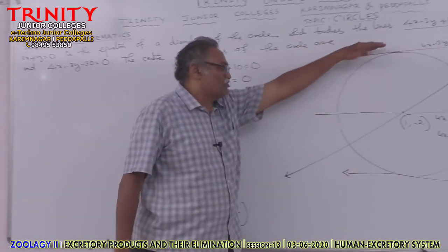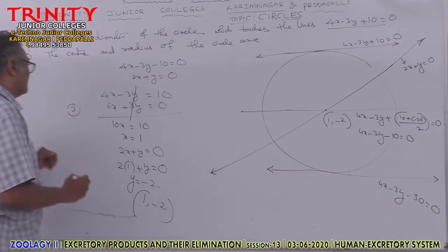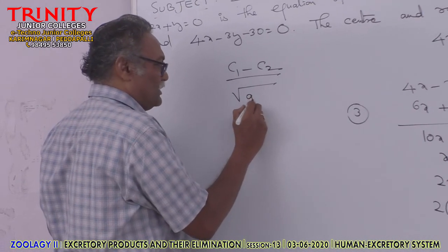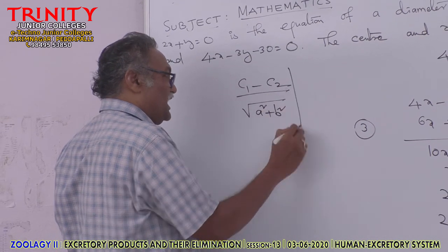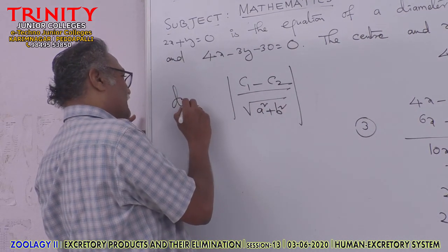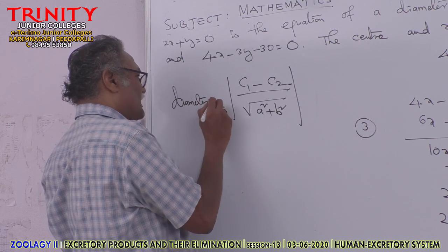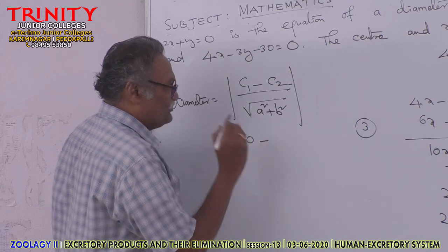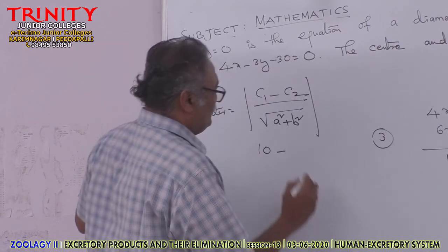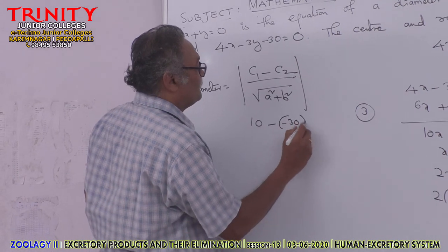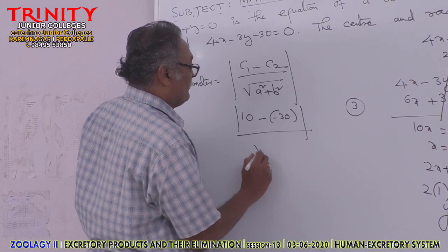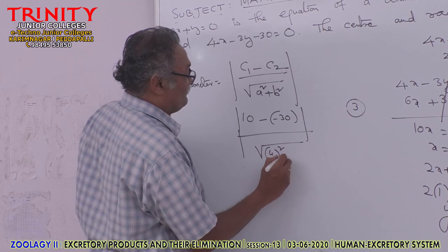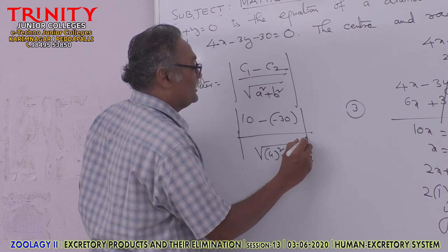The formula for the distance between these two parallel lines is mod c1 minus c2 by square root of a square plus b square. It is the diameter of the circle. Length of the diameter, that is 10 minus c2, that is minus 30, by square root of a square plus b square, that is 4 square plus minus 3 whole square.